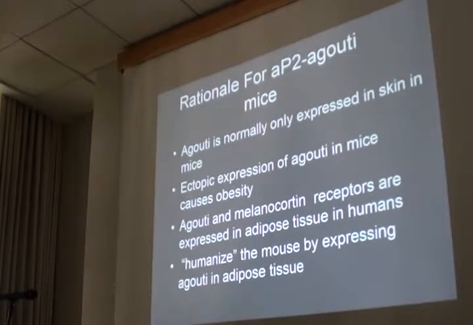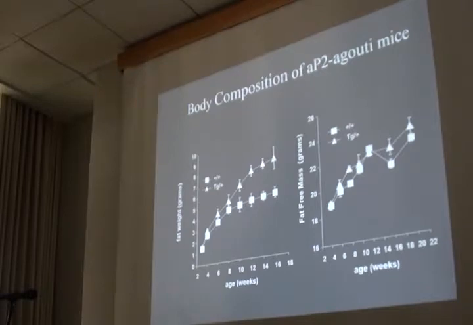And so what we decided to do was humanize the mouse. We took the human cDNA and overexpressed it with a fat-specific promoter to see if that was contributing to the obesity. And as you can see, the transgenic guys, when we overexpress the agouti in adipose tissue, are fatter than the wild-type mice, with no differences in fat-free mass.